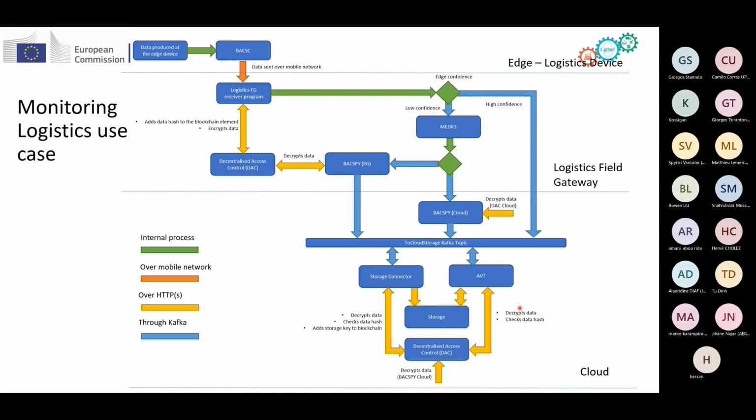And of course, it also has access to the storage in order to display historical data when required. Again, the Advanced Visualization Toolkit will have to use the Decentralized Access Control module in order to decrypt the data, and it can also use it to perform a hash check on the data that it has received, mostly for the historical analysis. So this is a way to check the integrity of the data at rest that have already been stored.